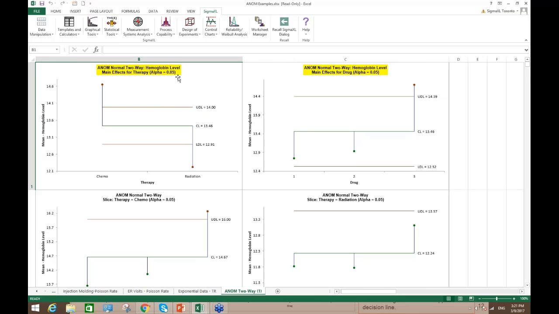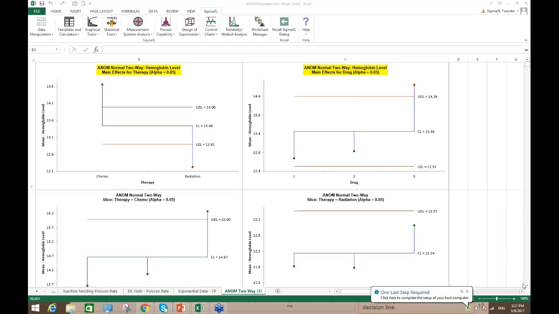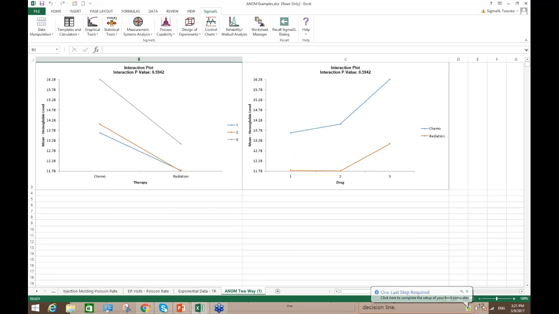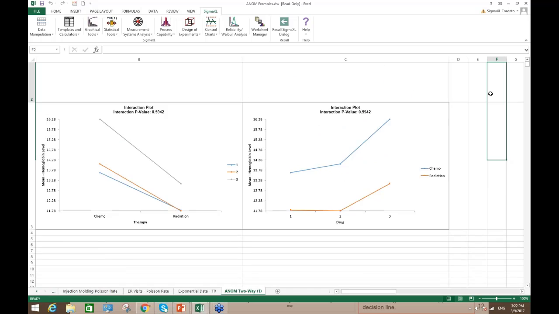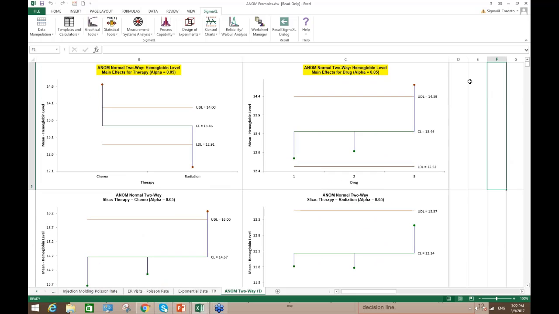Right away you can see that the main effects plots are being highlighted, and the reason for that, if you scroll down, here are the interaction plots. And you can see the p-value of the interaction is 0.6. That is not significant. There is no significant interaction. The lines are essentially parallel or close to parallel, so there's no strong interaction. The software automatically takes that into account and highlights the main effects plot.